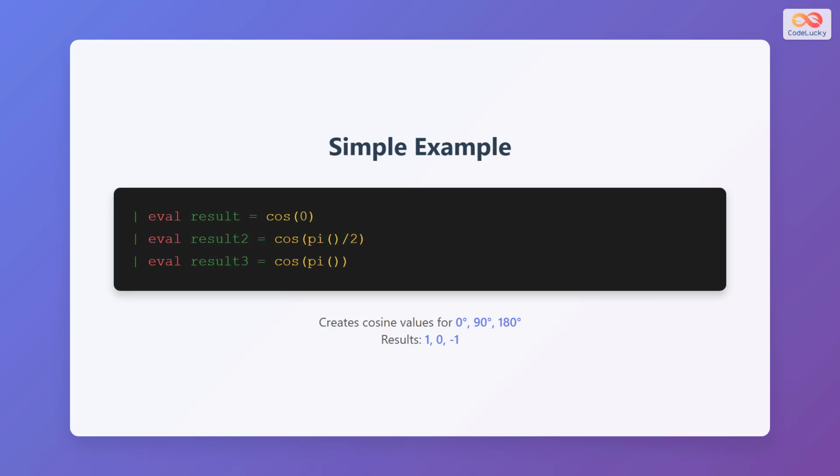Let's look at a practical example of using the cosine function. We use the eval command to create new fields with cosine calculations. First, we calculate cos of 0, which equals 1. Then we calculate cos of pi divided by 2, which equals 0. Finally, we calculate cos of pi, which equals -1. These correspond to 0 degrees, 90 degrees, and 180 degrees respectively. These are fundamental values that demonstrate how cosine behaves at key angles.